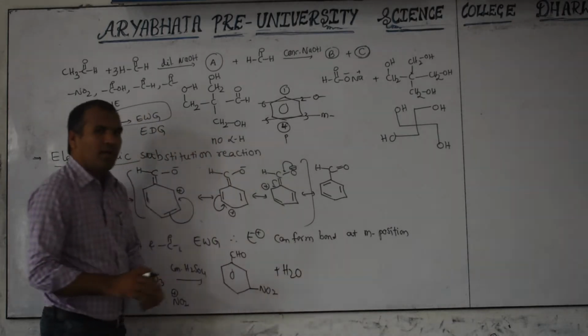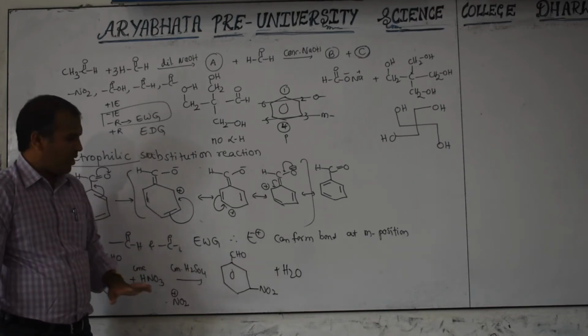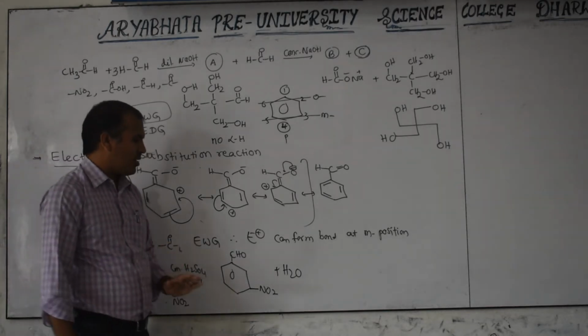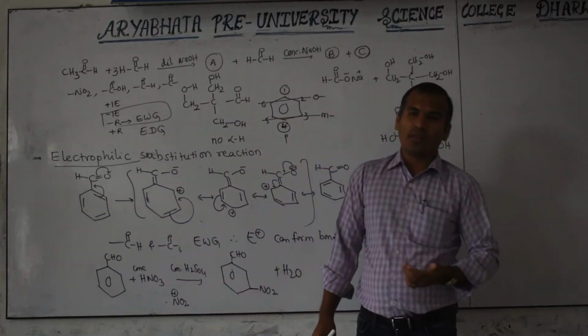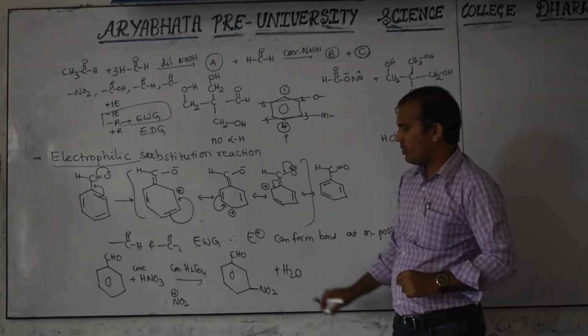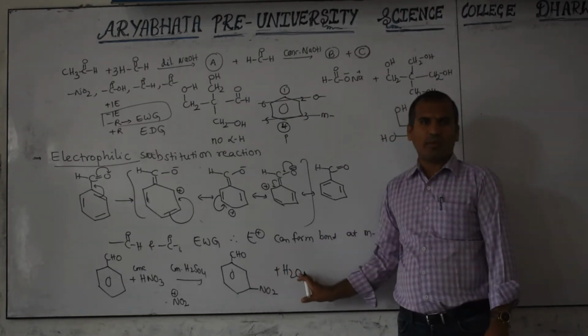So you may ask how it is. You will learn it in the form of the mechanism. I am not explaining any mechanism. You already learned it in the first year, in the halogen chapter, where it was explained for chlorobenzene and phenol also. So just keep in mind this is the major product, and this is the byproduct here.